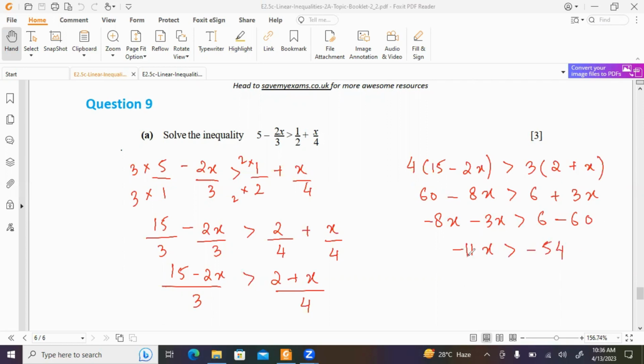Both sides are going to get divided by negative 11, and the inequality will flip as well because we're dividing both sides by a negative integer. So that's going to be x less than 54 over 11. That is your answer.